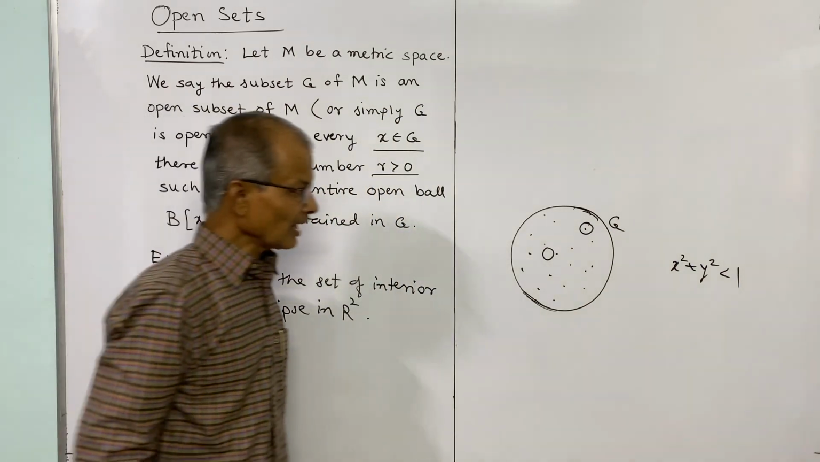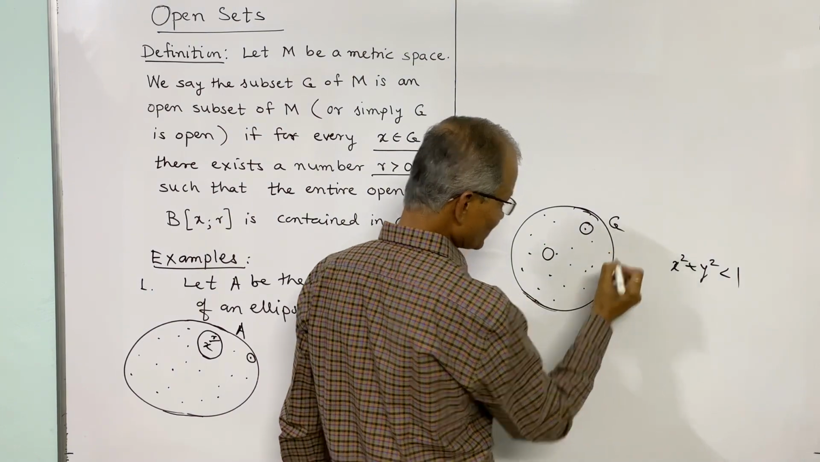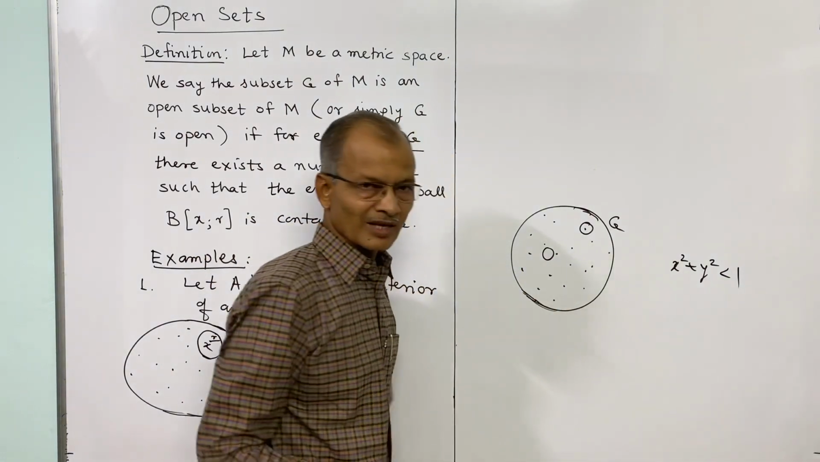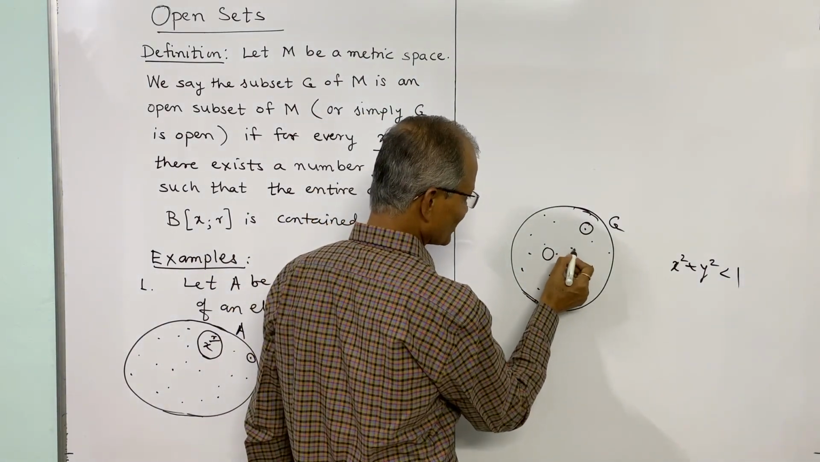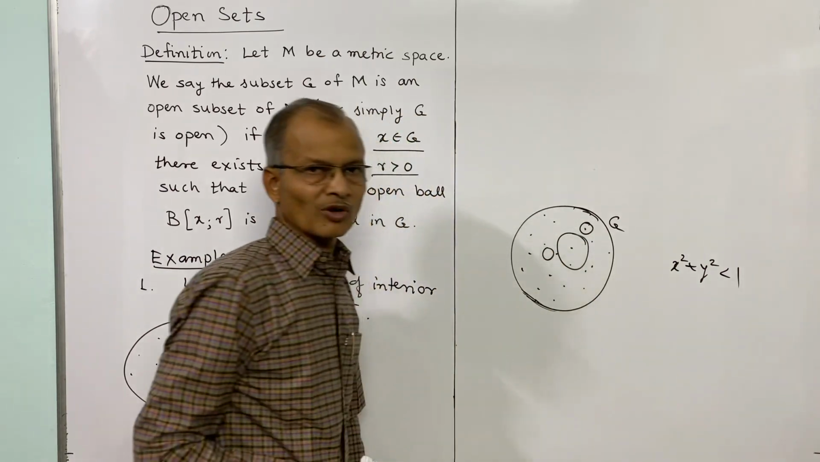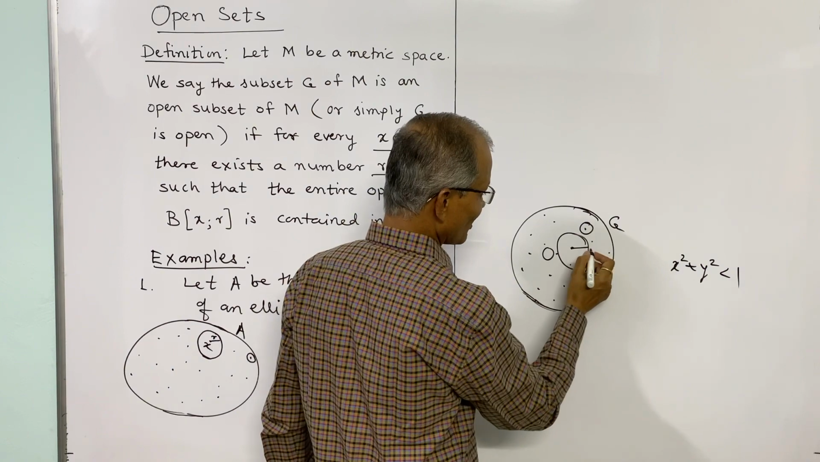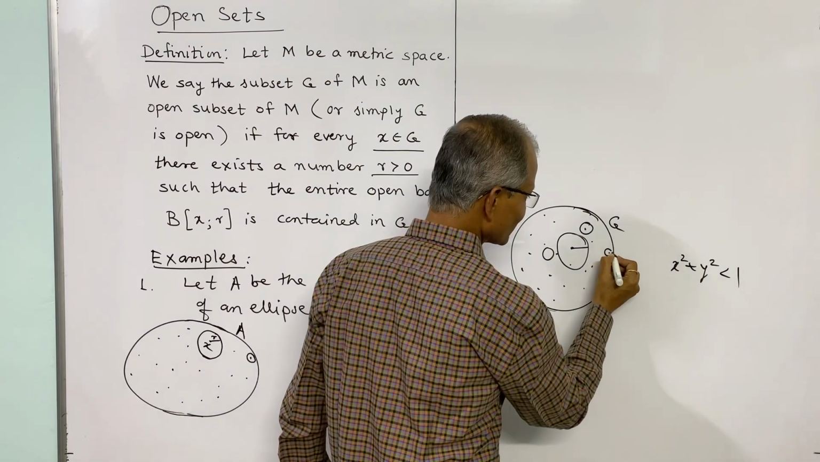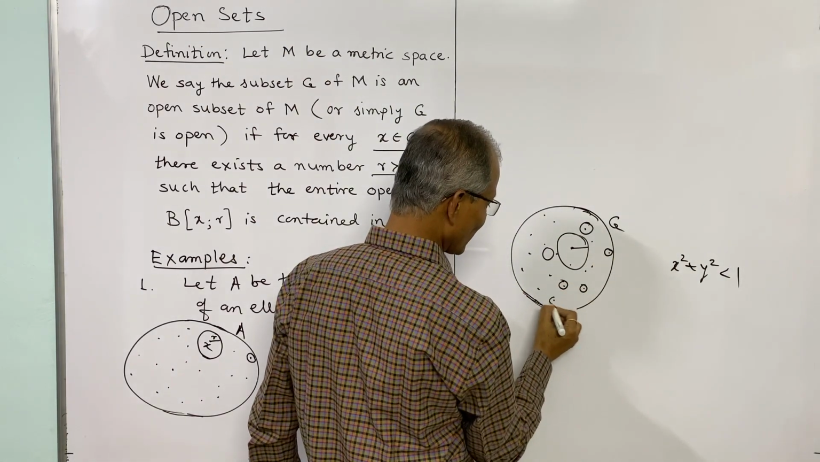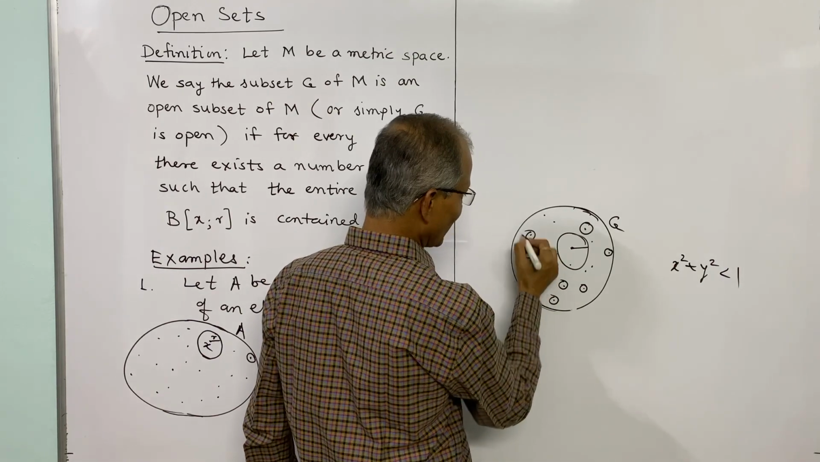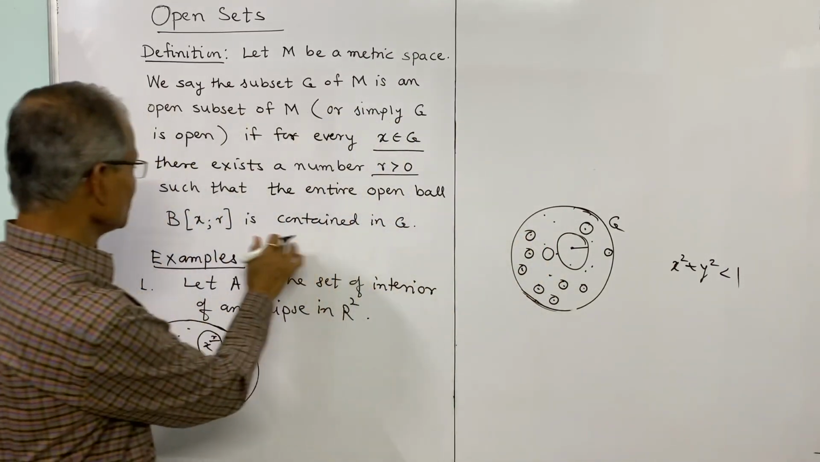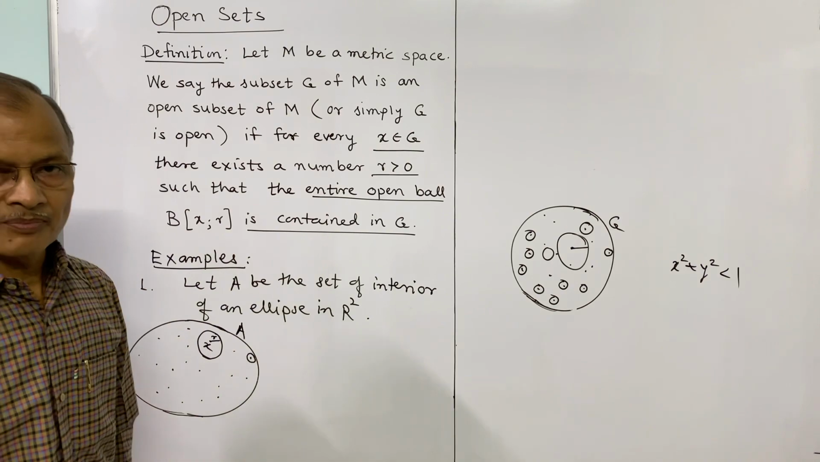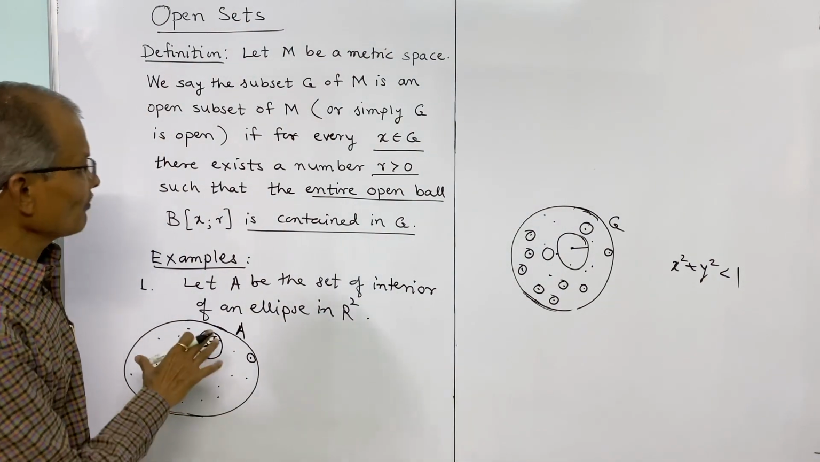Because around every point we can construct an open ball which is again contained in this subset G. That means the points which are close to the boundary, we have to select the radius very small. And the points which are near to the center, we can select the radius at our choice. That means for this point we can consider the open ball somewhat bigger. But the condition is its radius must be less than the radius of the circle. So around every point we can construct an open ball such that the entire open ball is contained in G. Then G is said to be an open set. So that is the meaning of open set.